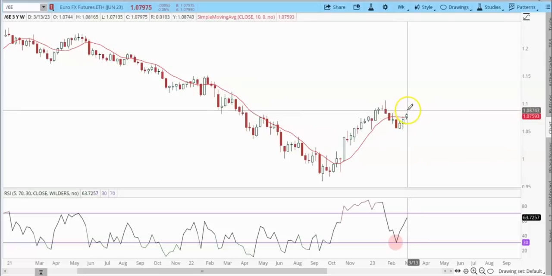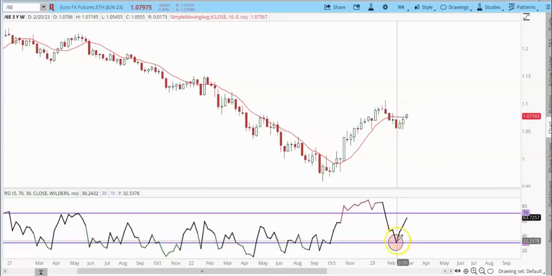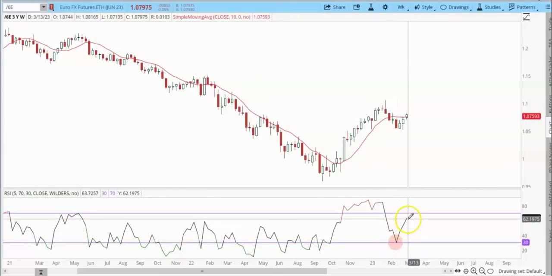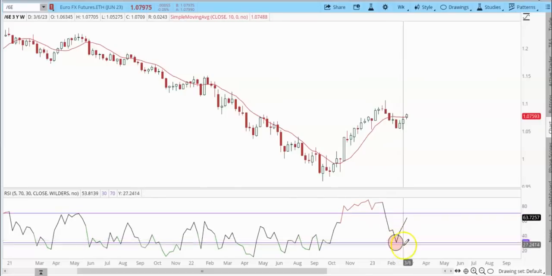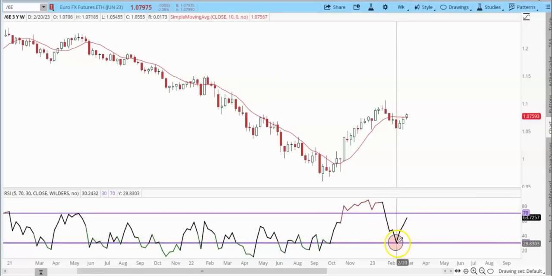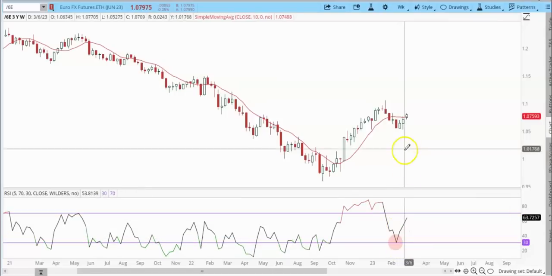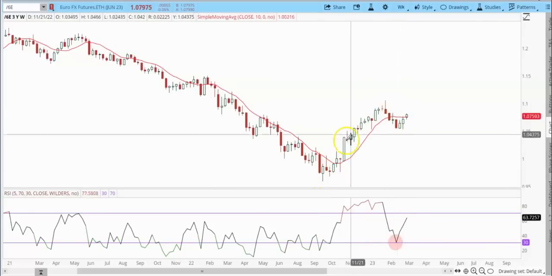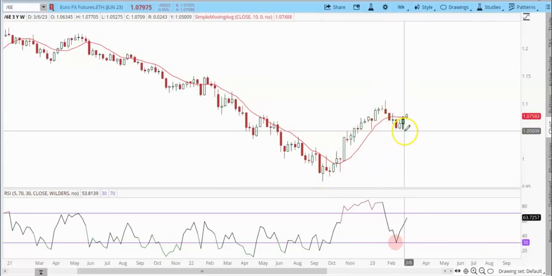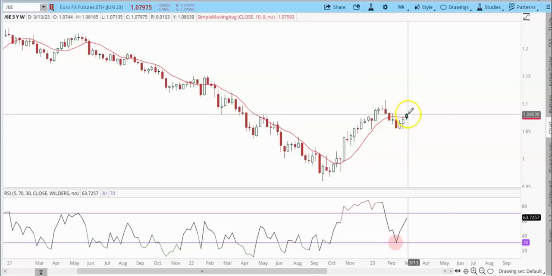So price has recovered this 10-week moving average. You can see the RSI on the weekly chart got down to oversold, bounced quickly. That's exactly what you would expect to happen during the advancing phase of a 3-year cycle. You would expect oversold conditions to be bought quickly, and that's what's happened. So it looks to me like the euro has completed its first intermediate cycle and is now starting the advancing phase of its second intermediate cycle embedded within that larger 3-year cycle.